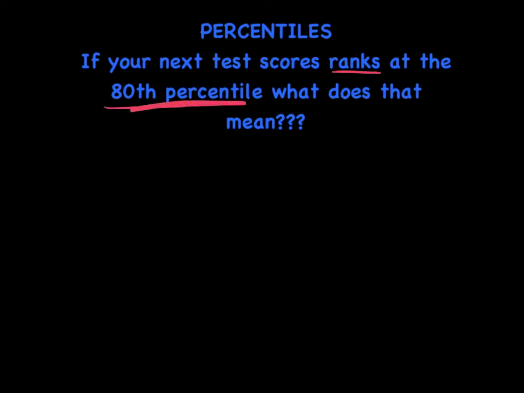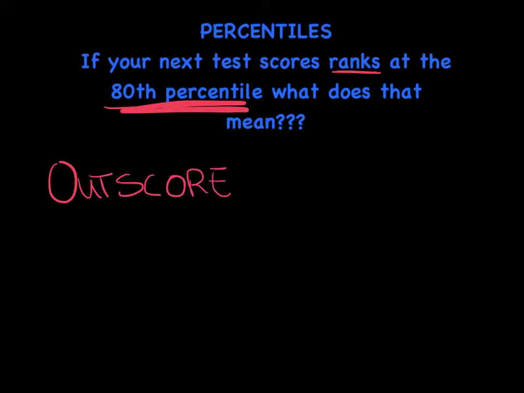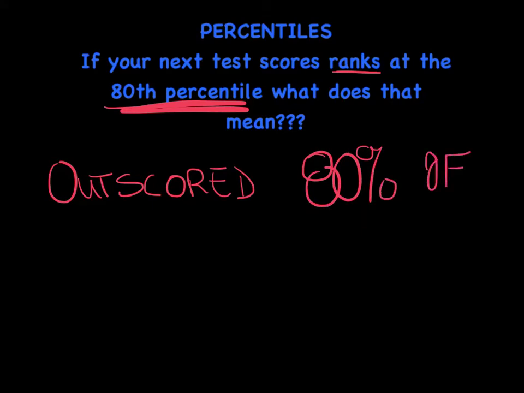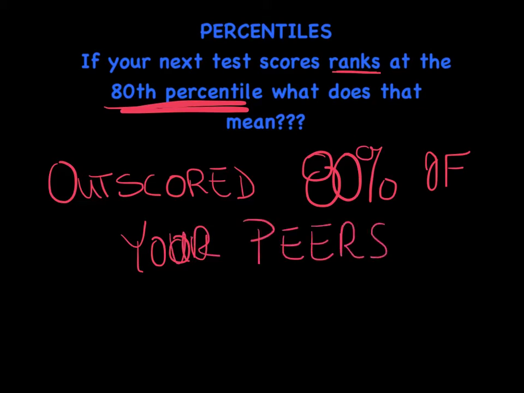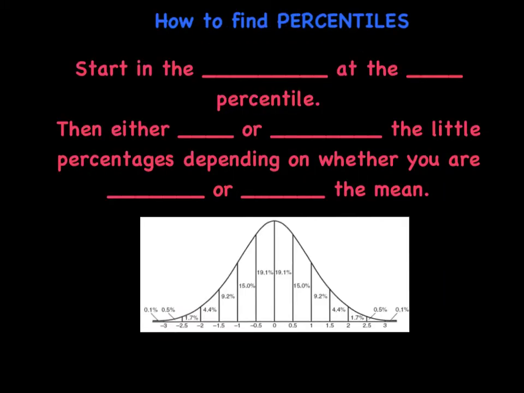So the 80th percentile means you outscored, or in other words, you scored higher than 80% of your peers, or by comparison to everybody else that took the test. So that's what your percentile rank tells you. All right, so how do you find percentiles on this crazy looking curve with all the little percentages? Here's my strategy. I start in the middle, right at the mean. In parentheses, because the mean and the median are the same on the curve, that's the 50th percentile.